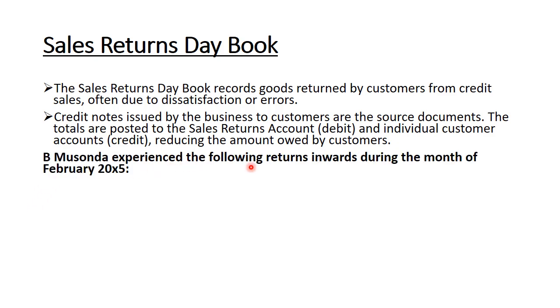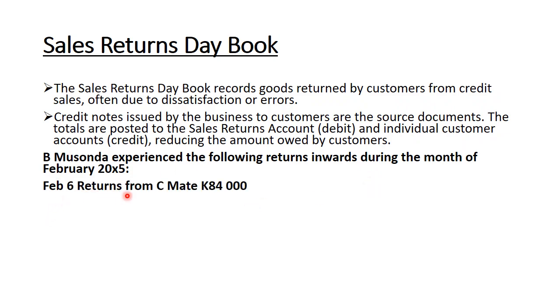Let's take a look at some transactions. Beams experienced the following returns inwards. Returns inwards means sales returns. Returns outwards means purchases returns, because you have purchased, then you are giving back. Items are moving away from you, so it's returns outwards. Returns inwards means they're coming back to you.